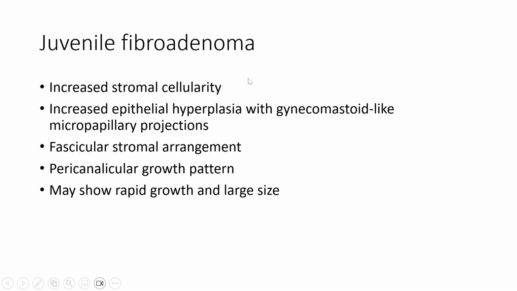One variant is juvenile fibroadenoma. I think when you want to diagnose this, you need to have a really good clinical history. So usually size is larger and can show rapid growth, and in a relatively younger age. In the histology finding, we can see increased stromal cellularity. And for the epithelial component, we can see this gynecomastoid-like micropapillary projection.